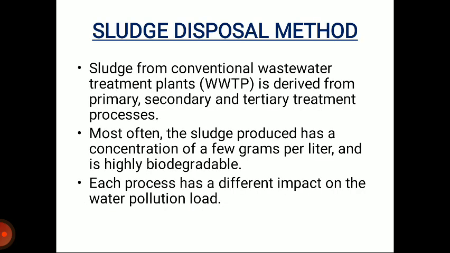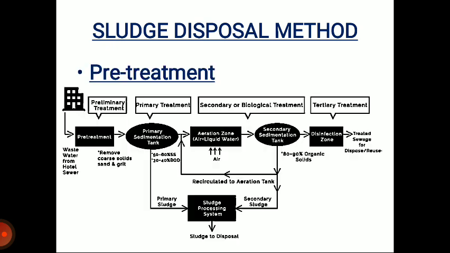Sludge disposal method. Sludge from conventional wastewater treatment plants is derived from primary, secondary, and tertiary treatment processes. Most often, the sludge produced has a concentration of a few grams per liter and is highly biodegradable. Each process has a different impact on the water pollution load. This is a treatment process. This is a sludge disposal method. This is the pre-treatment process.